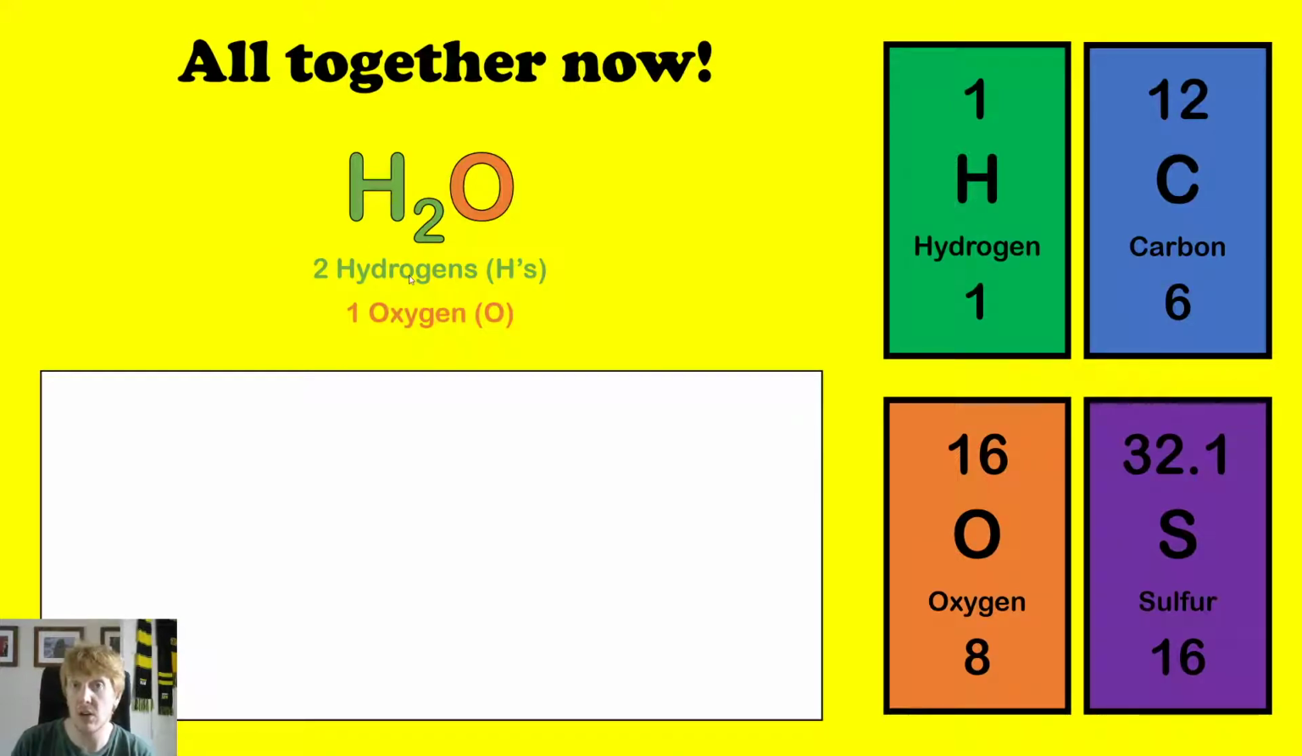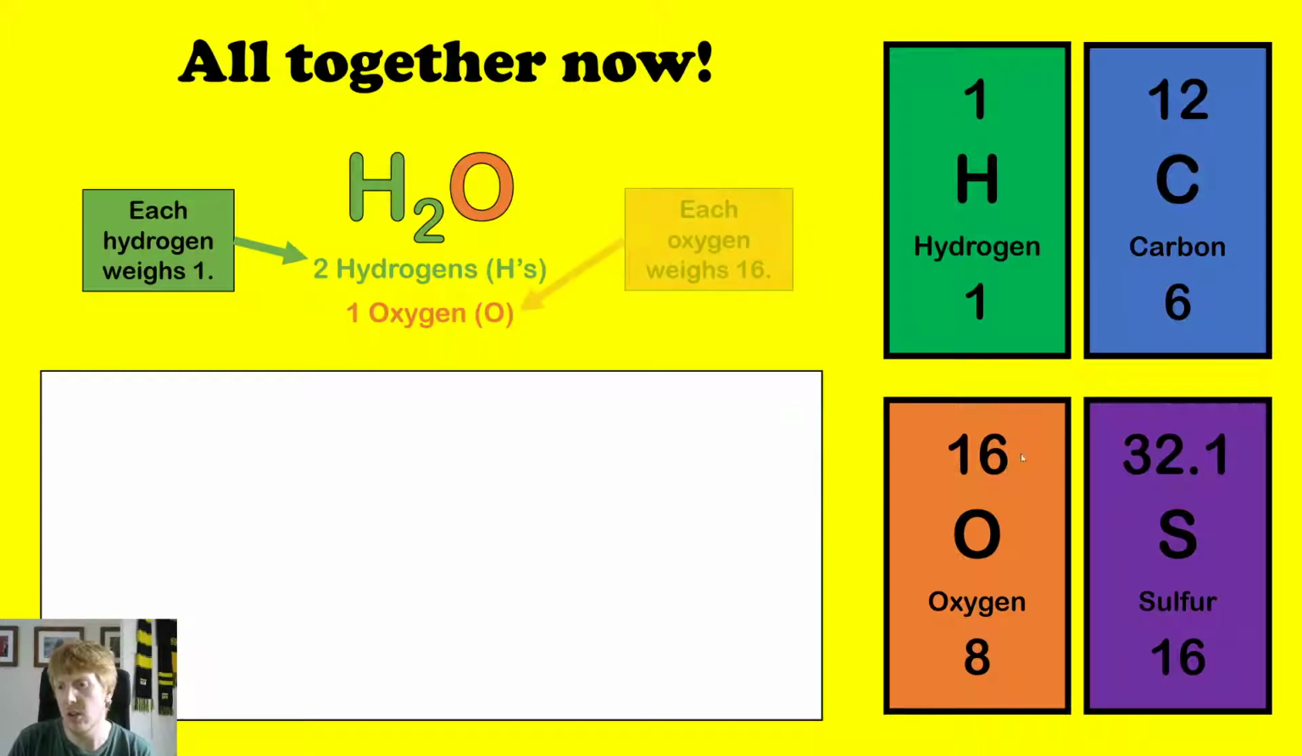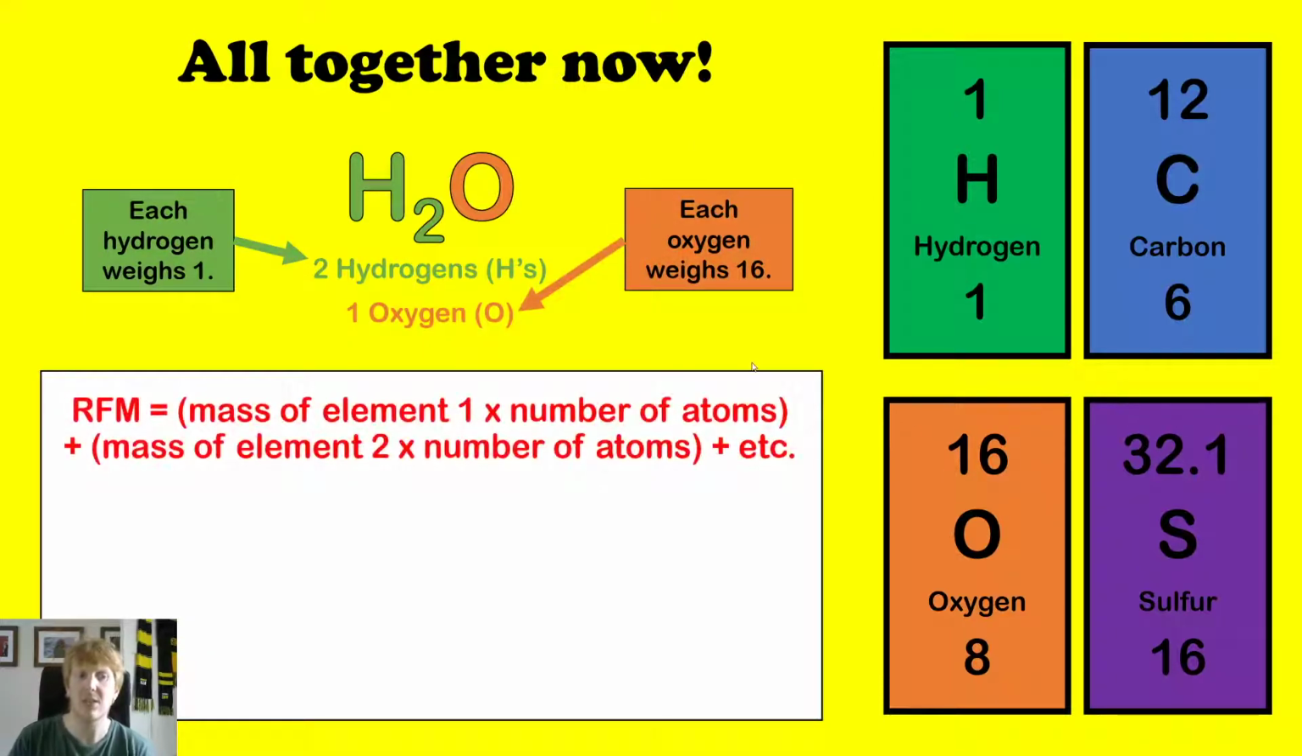I've tried to color code these to make it obvious where I'm getting them. So hydrogens, we know we have two hydrogens and we have one oxygen. Each hydrogen weighs 1 and each oxygen weighs 16. Okay, so the relative formula mass is the mass of element 1 times how many of that element there are plus the mass of element 2 times how many of that element there are.